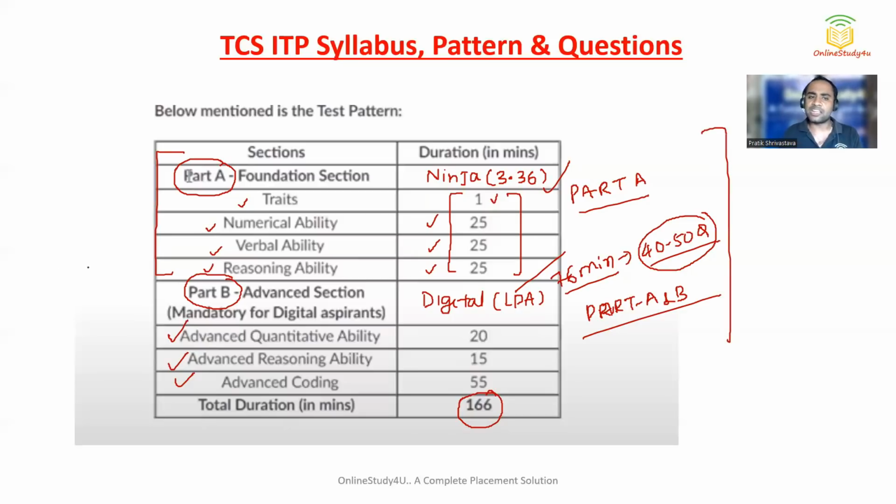And friends, the TCS ITP examination is starting from the June first week, and I have come to know from one of the students that he has got the examination date of 1st of June. I'm not very sure whether it is 100% correct or not. But the TCS ITP exam is to be held from the June first week.